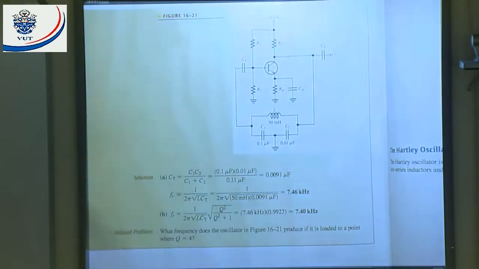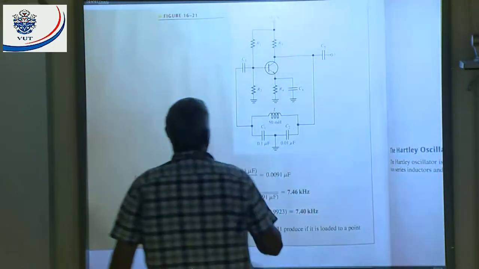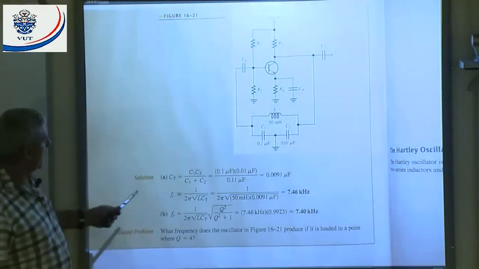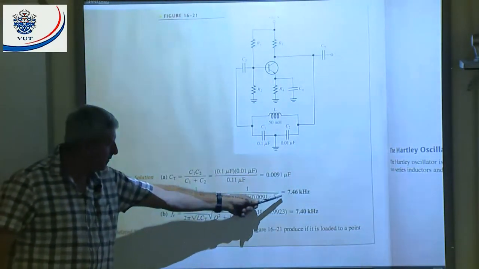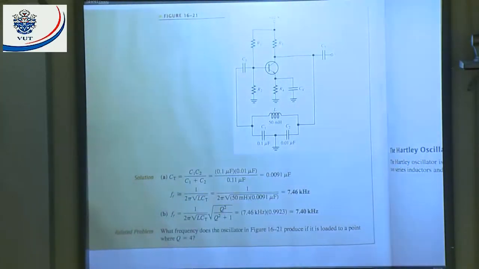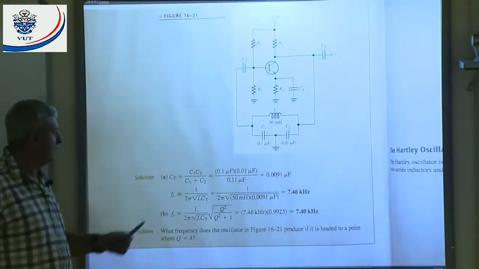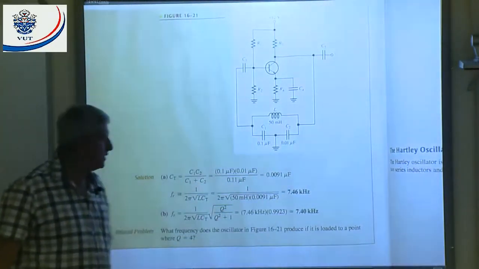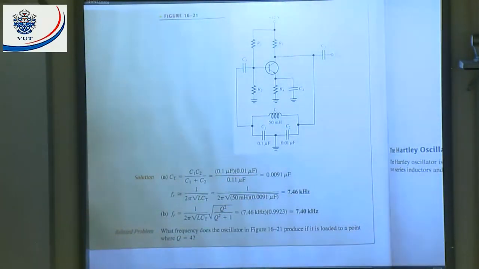There's the circuit. You can see it's a Colpitts oscillator. Got an amplifier. First of all, we assume Q is larger than 10, and we work out our resonant frequency and get a value of 7.46 kilohertz. Then we're going to assume my Q is 8, and we work out and get a resonant frequency of 7.4 kilohertz. You can see when you start loading the circuit, the resonant frequency is going to decrease.